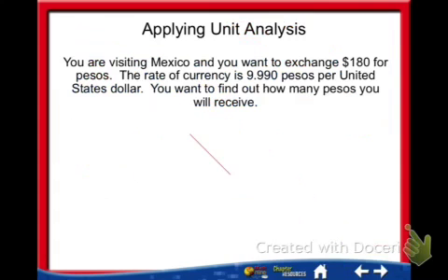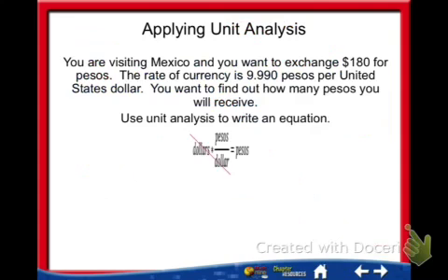You're visiting Mexico and you want to exchange $180 for pesos. The rate of currency is 9.990 pesos per United States dollar. You want to find out how many pesos you will receive. We're going to use unit analysis to write an equation. Take the number of dollars times the pesos over dollars will give you your pesos.